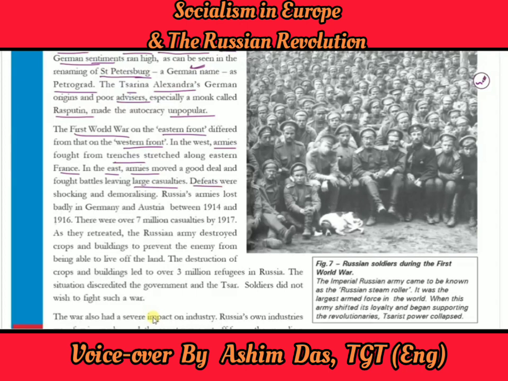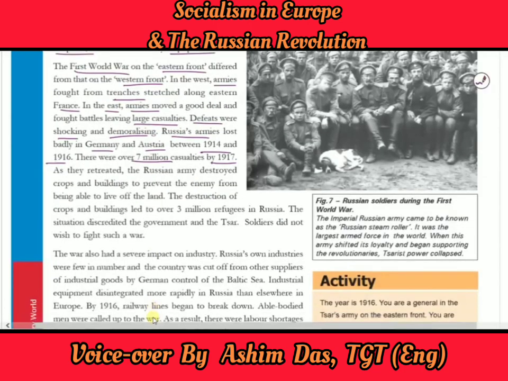In the east, the armies moved a good deal and fought battles, leaving large casualties. When the armies had to walk and move a lot, and as a whole were up in the open field, so many people died, large casualties, so many deaths took place. Defeats were shocking and demoralizing. People were uninspired, demoralized that they were going to lose the war.